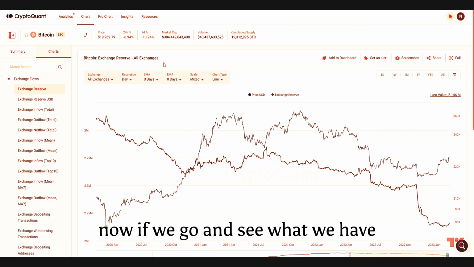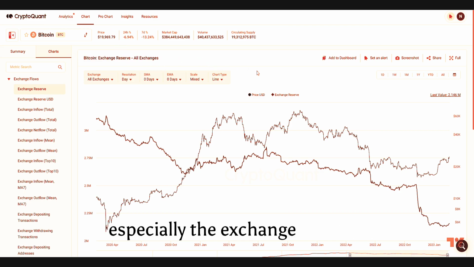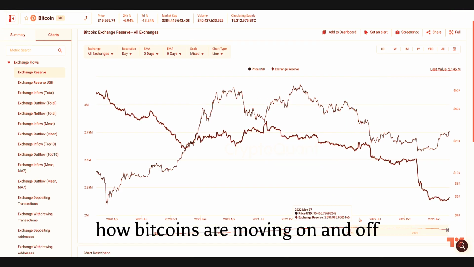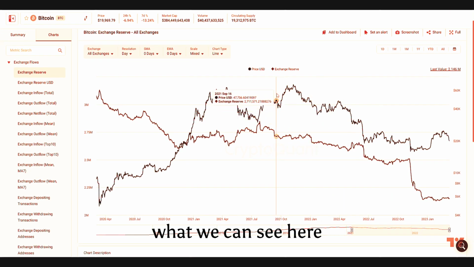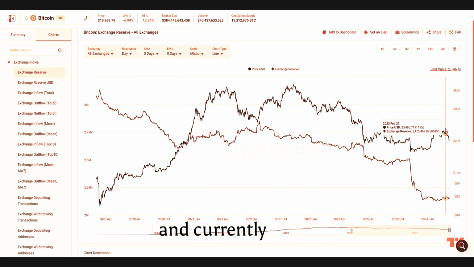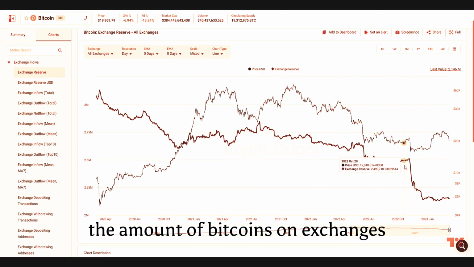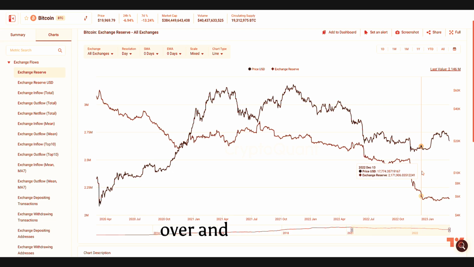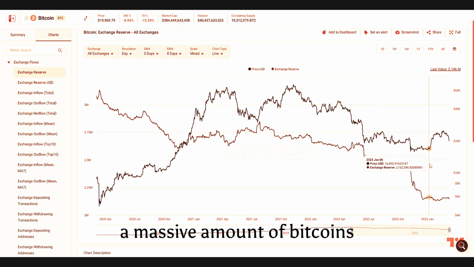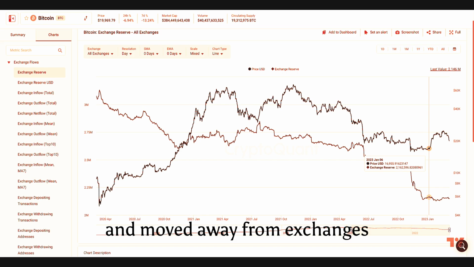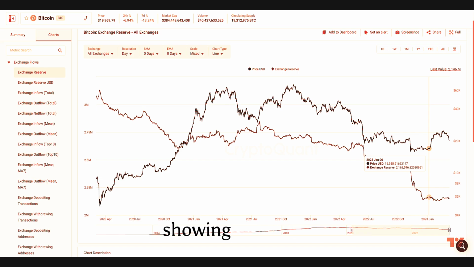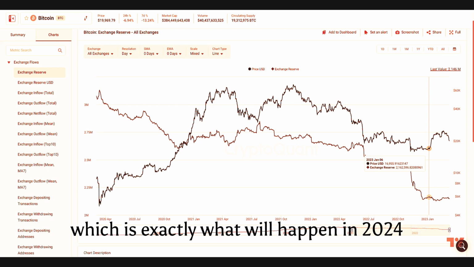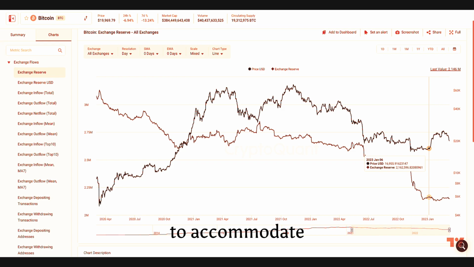Now, if we go and see what we have when it comes to the on-chain data, especially the exchange reserves, so how Bitcoins are moving on and off from exchanges, what we can see here is that as price was dropping and currently rising, the amount of Bitcoins on exchanges has just been dropping massively over and over again, showing how a massive amount of Bitcoins is getting bought and moved away from exchanges, possibly in cold storage, showing a massive illiquidity of the market, so that if demand gets increased or if the amount of Bitcoins emitted into circulation gets cut in half, which is exactly what will happen in 2024, price should increase to accommodate for this new demand.